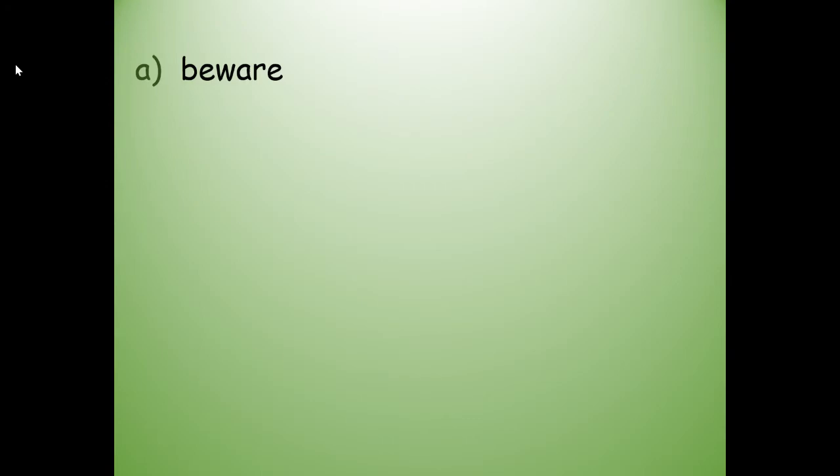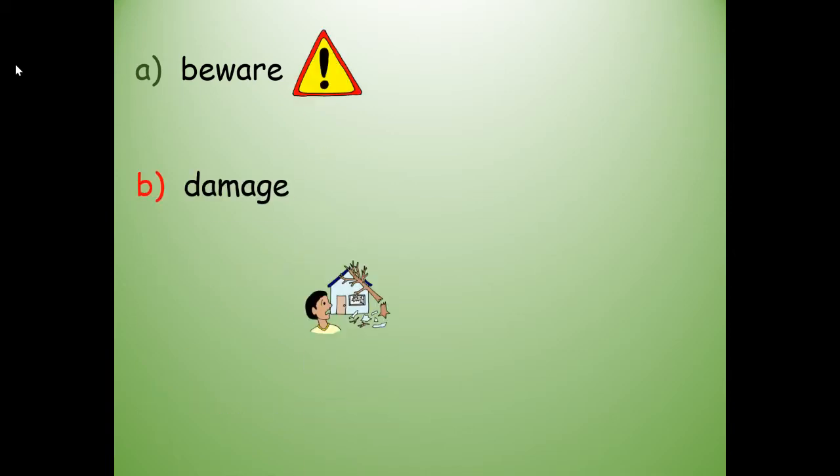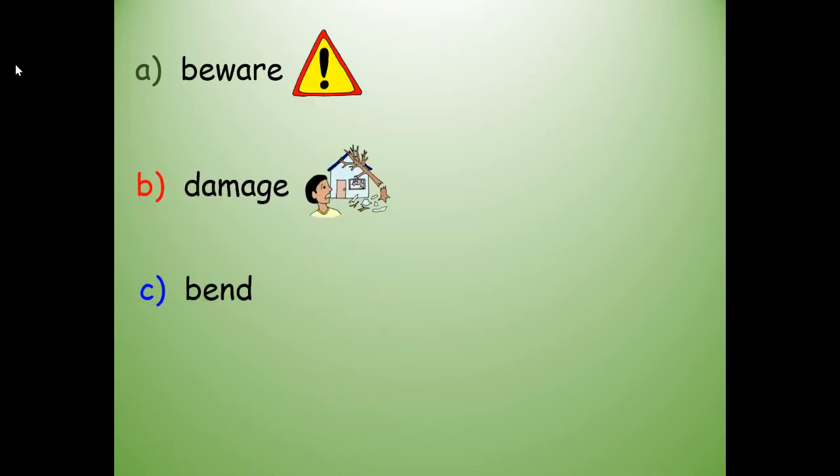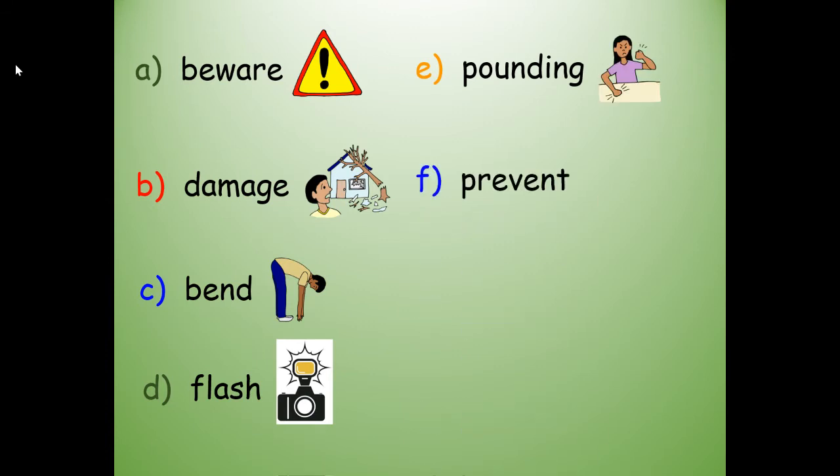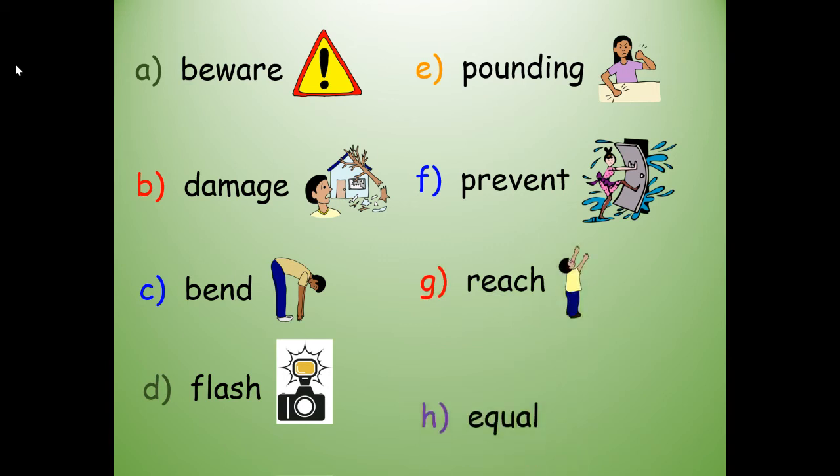So you don't need to write these words. We're just going to review them first. A is beware. B is damage. C, bend. D, flash. E, pounding. F, prevent. G, reach. H, equal.